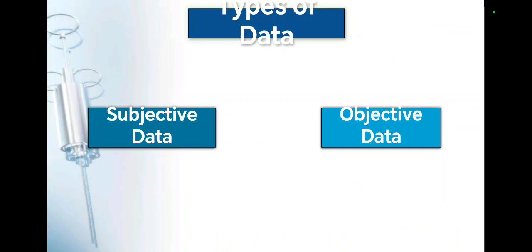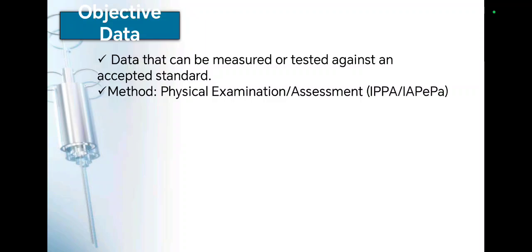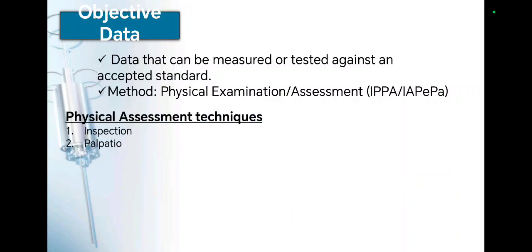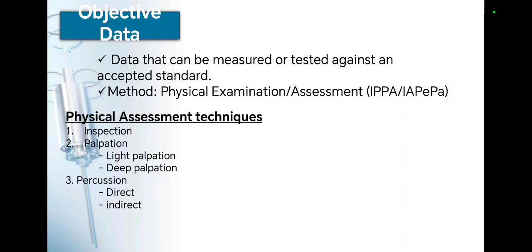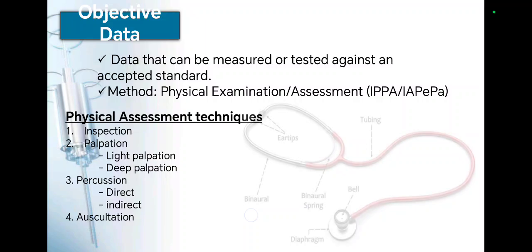what was the problem. While your objective data, these are types of data that can be measured or tested against accepted standards. With the use of your physical assessment or your physical examination with the techniques inspection, palpation, percussion, and auscultation, you are able to gather objective data. So from the word objective, these are the data that can be observed, that can be measured, and can be tested or compared to a standard or accepted standard data.